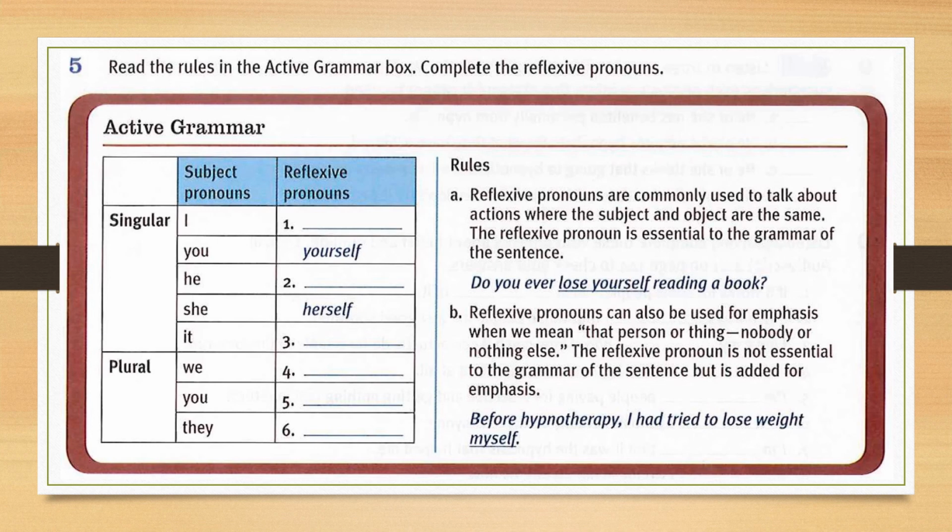For example, before hypnotherapy, I had tried to lose weight myself. This myself is an emphasis that I tried it. Actually, if you want to delete myself here in this sentence, it still makes sense. Before hypnotherapy, I had tried to lose weight. But you want to give an emphasis there, so you add myself.